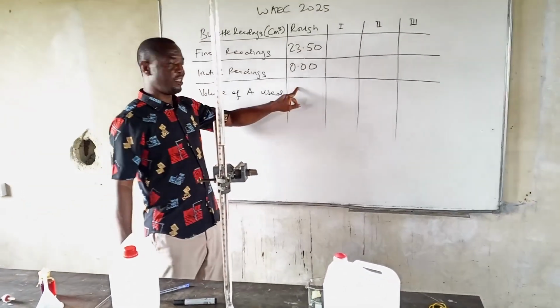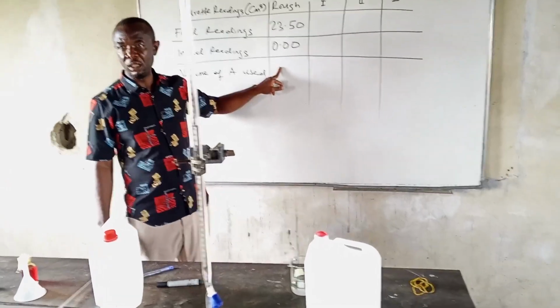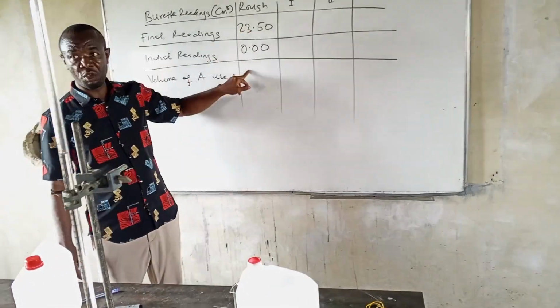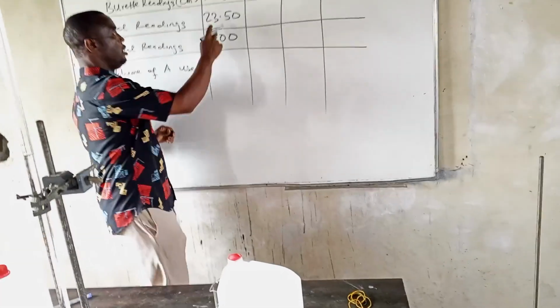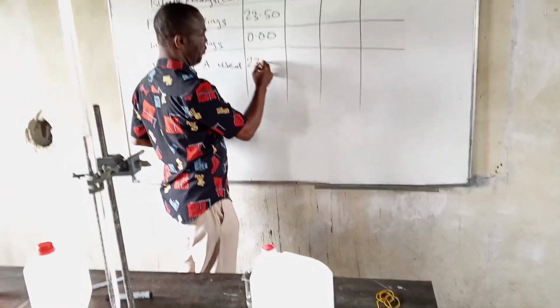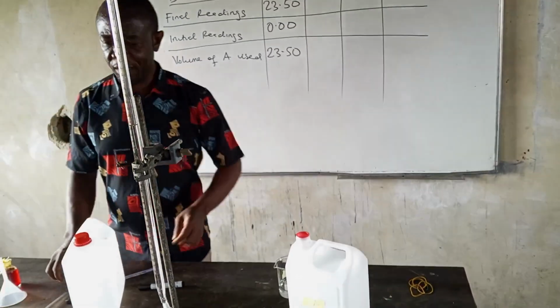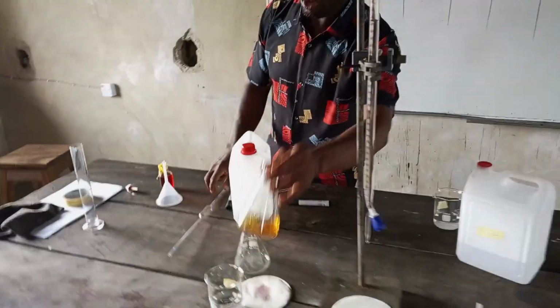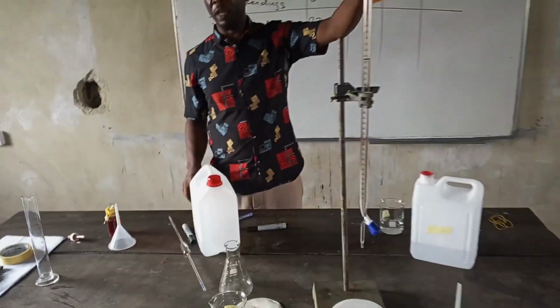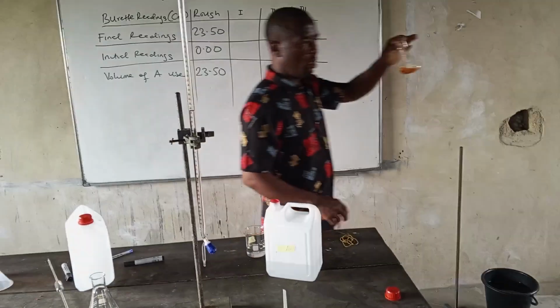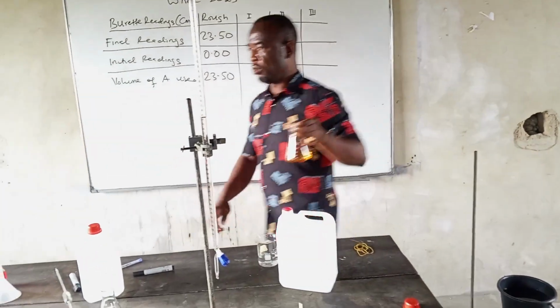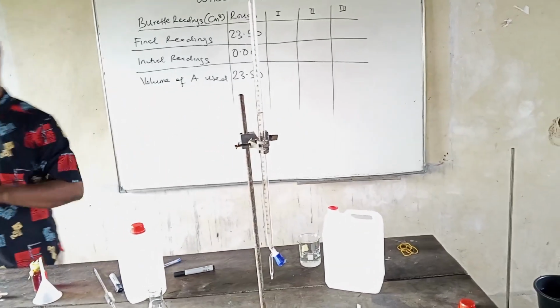How do you get the quantity of acid used? Is it by addition or by subtraction? You subtract. This gives you 23.50. This is your rough. So when it changes color, you pour it away. You don't need it again. You pour it away into an empty trash can.